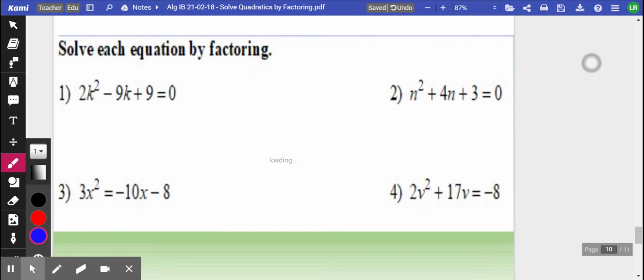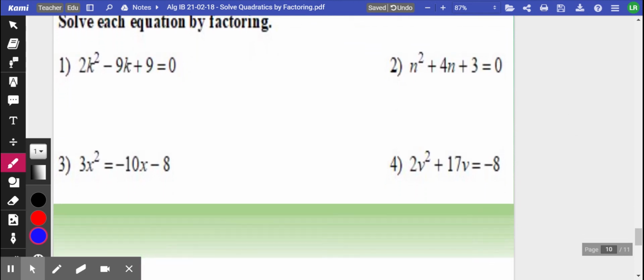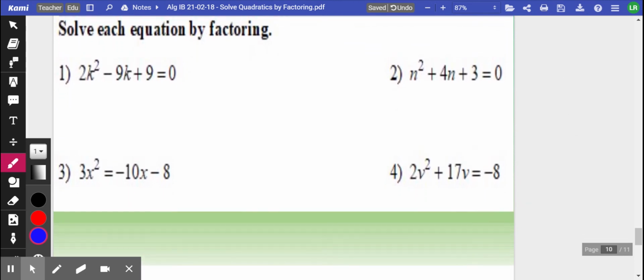What I want you to do is pause the video and complete these 4 problems.